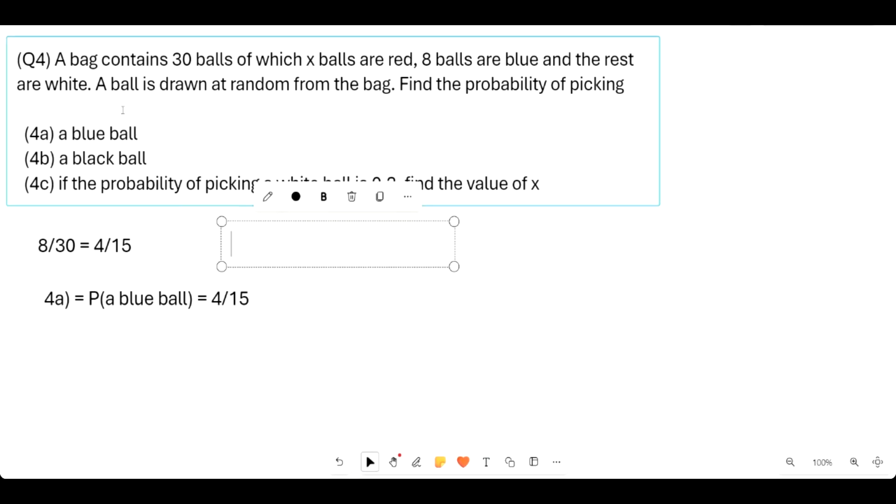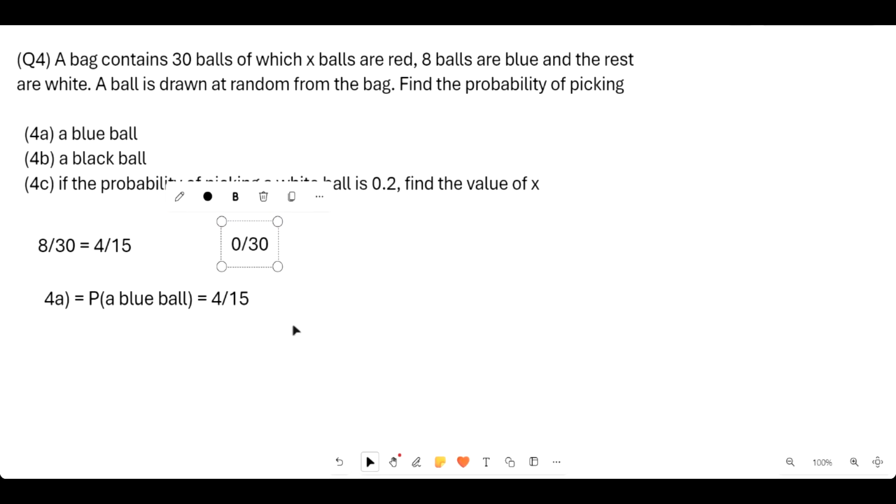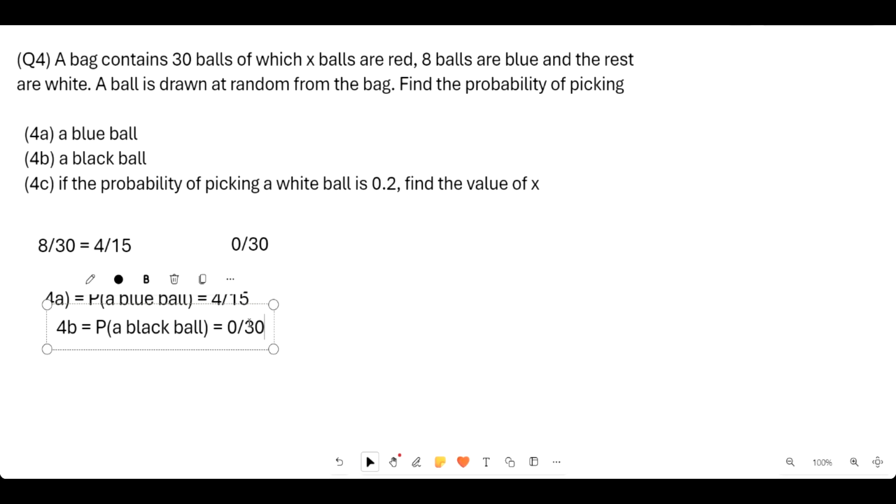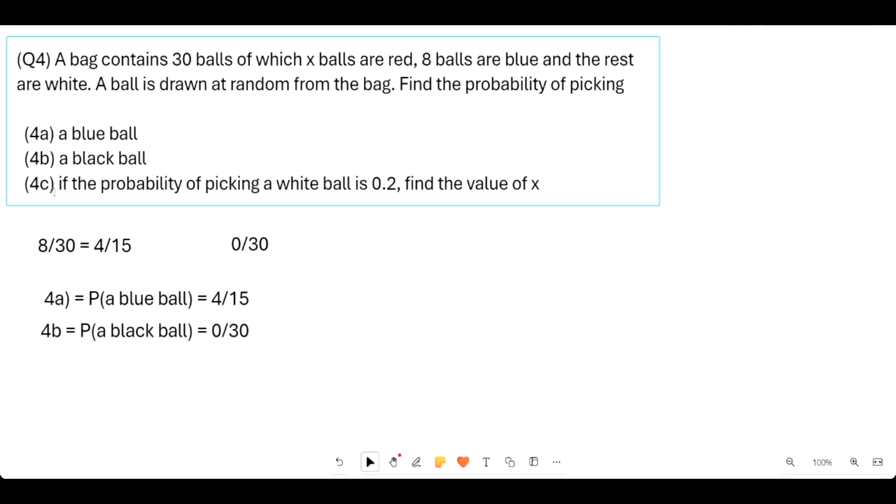Okay, now let's do question 4b. A black ball. In this bag, they said that there are red balls, blue balls, and white balls, but they never mentioned a black ball. So the chance of a black ball is 0 over 30. In other words, you could say it's impossible, but in maths, you would write it as 0 over 30. So now let's do the last question. 4C. If the probability of picking a white ball is 0.2, find the value of X.